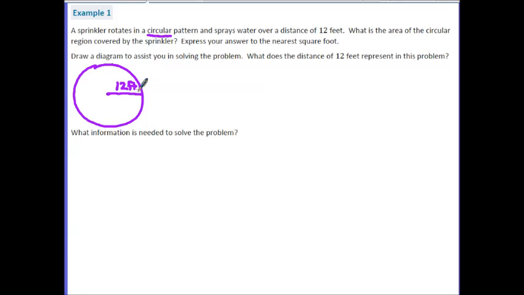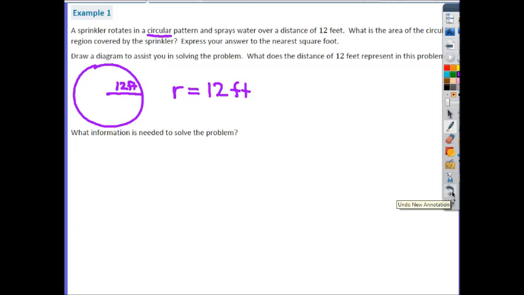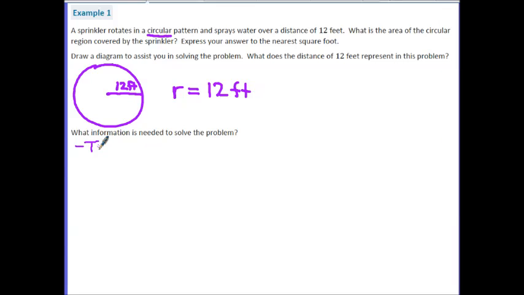So we've drawn a diagram to help assist us in solving our problem. And in this problem, the distance of 12 feet, we can clearly see represents the radius. So the radius is equal to 12 feet. So what information is needed to solve this problem? Let's think about all the different elements we need. We need to know the fact that the sprinkler is forming a circle.